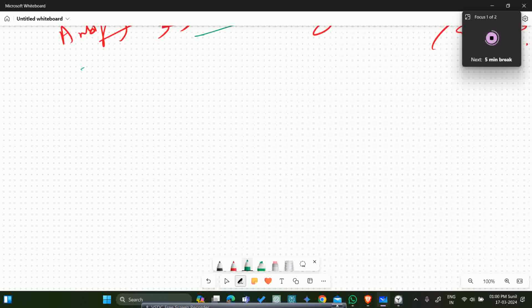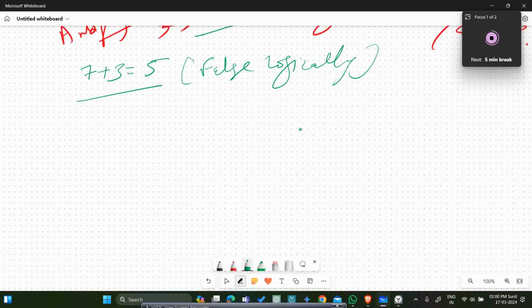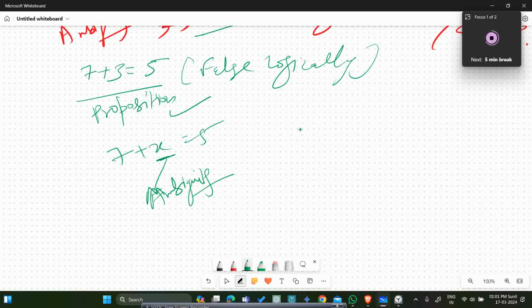Let's discuss an example: 7 plus 3 is, let's say, 5. So this is logically false, alright? But it is a proposition. It is also a proposition. But if we are saying 7 plus x is 5, then there is a variable. There is ambiguity here, alright? So this is not a proposition.